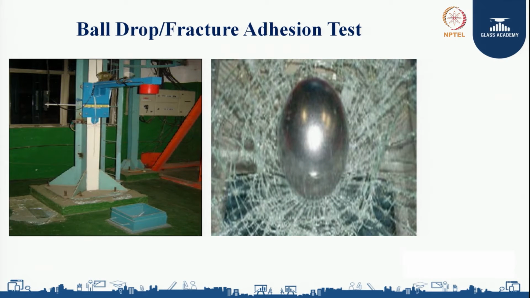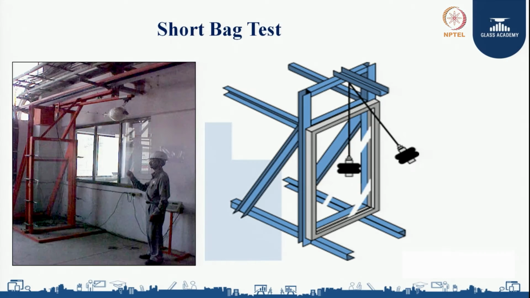We will be dropping a 38 mm diameter, 225 gram ball from a distance of 4.88 meters, and you can see in the second photograph how it is going to impact the laminated glass. In a similar way, the other test we do for lamination is the shot bag test. You can see in the photo the setup used for the shot bag test.